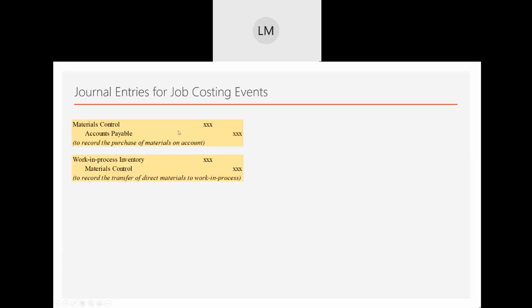Now, when I transfer materials to the production floor, I'm going to reduce the amount of materials I have and increase work in process. So that's why I'm going to credit materials control, and I'm going to debit work in process inventory. And this is going to record the transfer of direct materials to work in process. So whenever I have direct materials, I'm going to debit work in process inventory and credit materials control.